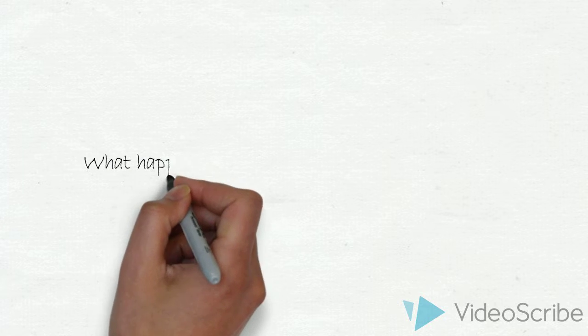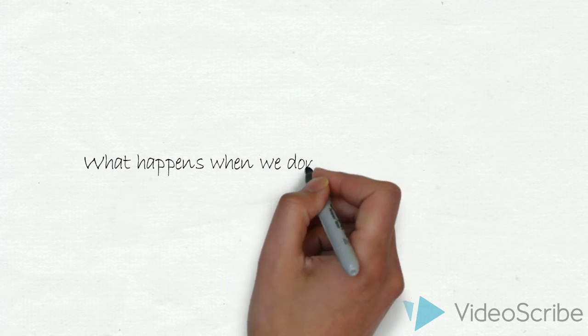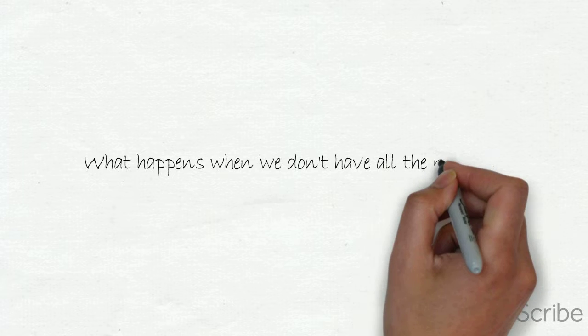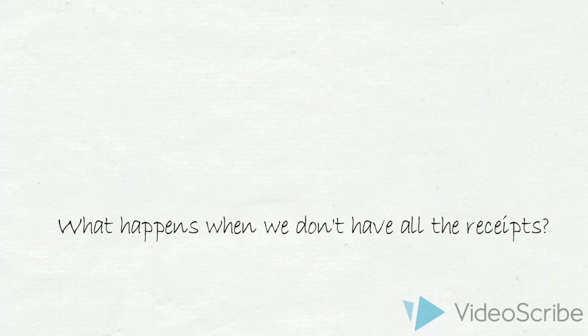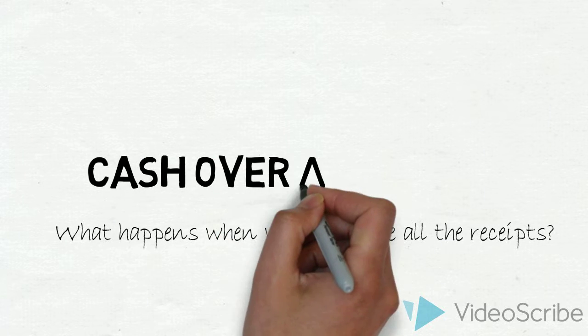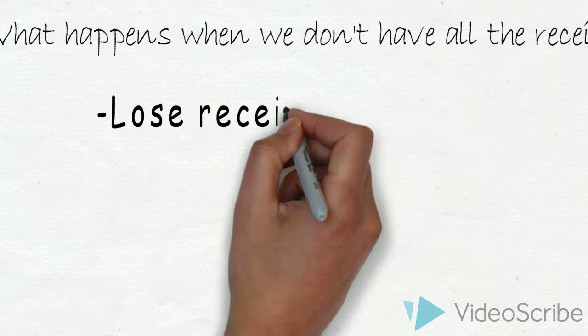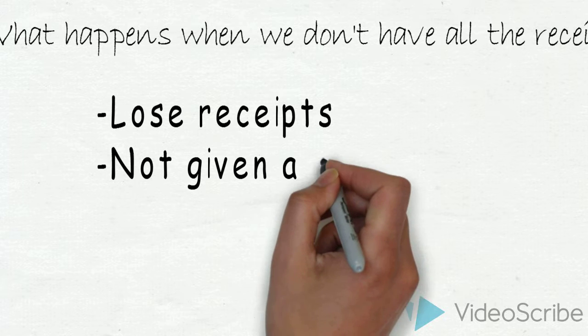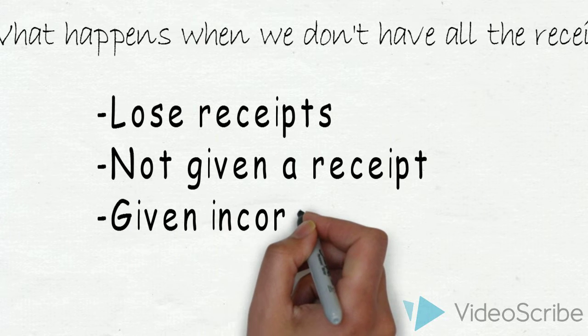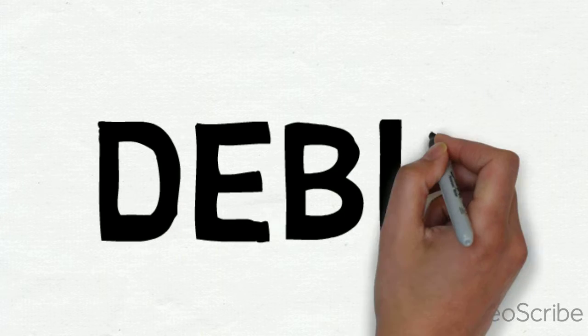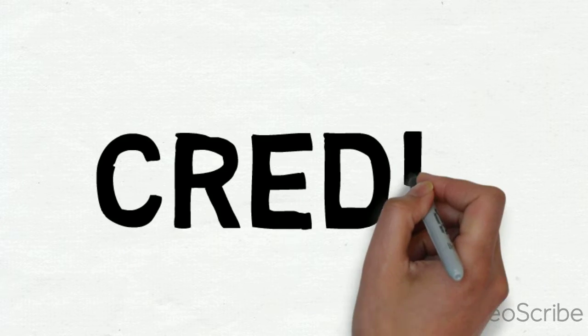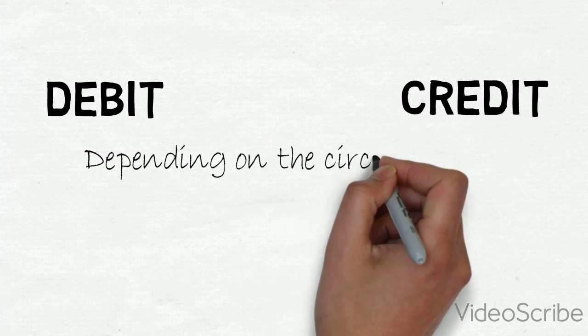But what happens if we don't have all the receipts that we need to account for what has been spent out of the petty cash fund? This is something we refer to as cash over and short. It happens because sometimes we might lose receipts, not be given a receipt, or be given incorrect change. Cash over and short is a temporary account with either a debit or a credit balance, depending on the circumstance.